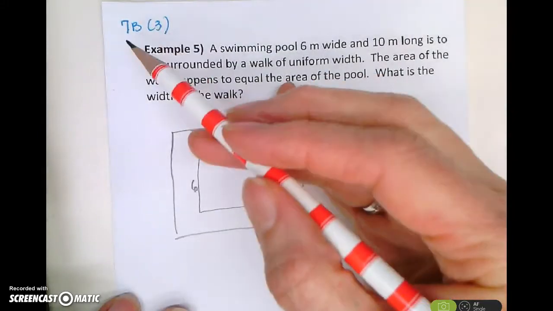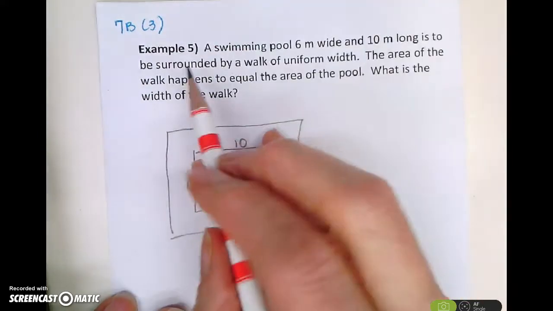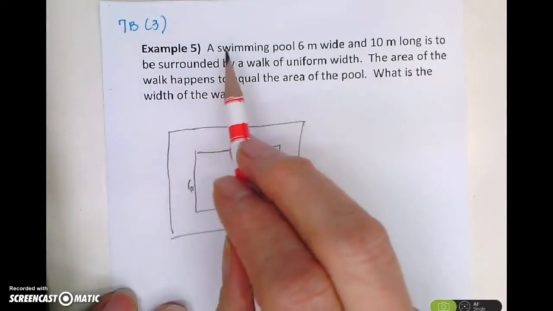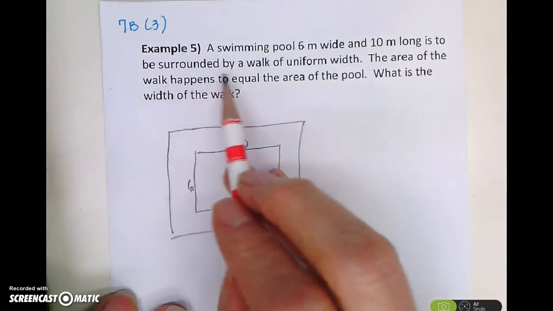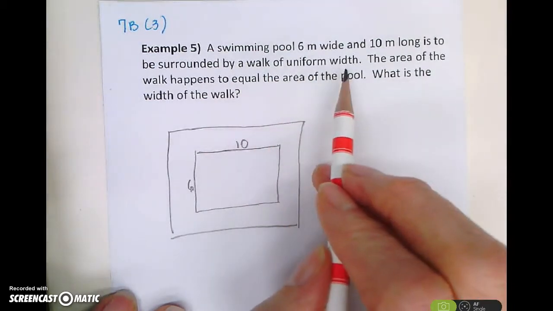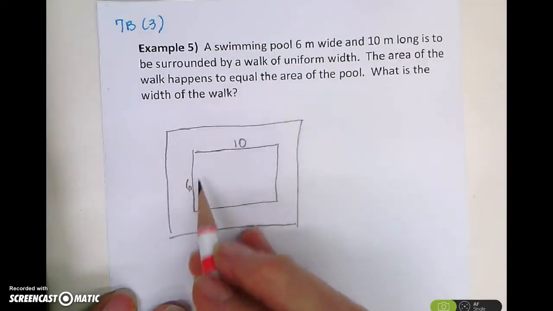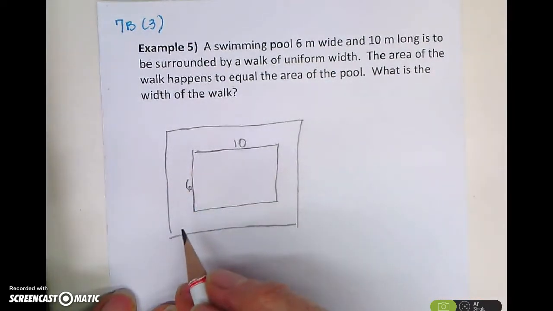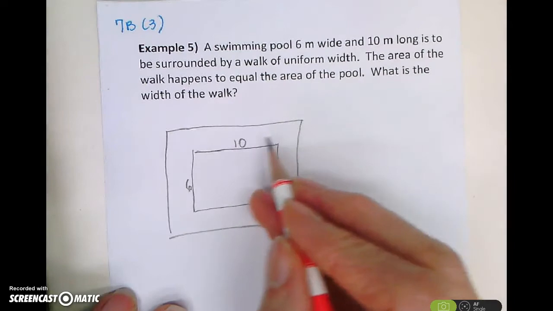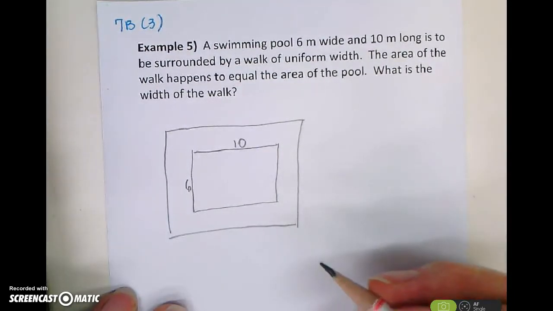So our third video for the 7B notes is going to look at example 5. A swimming pool 6 meters wide and 10 meters long is to be surrounded by a walk of uniform width. So here's my pool here, 6 by 10, and here's my walkway going around it out here. It's got a uniform width.